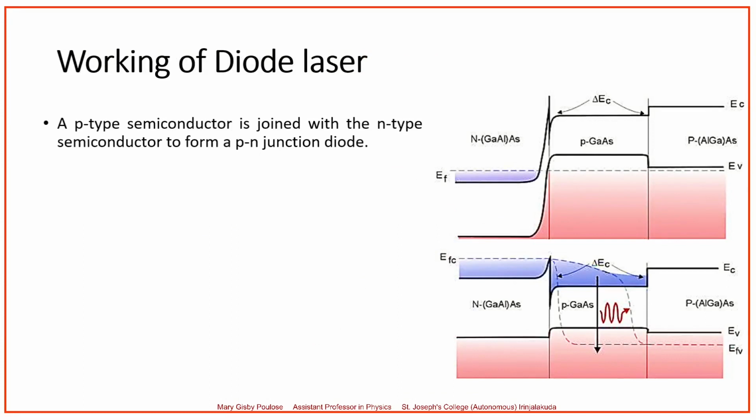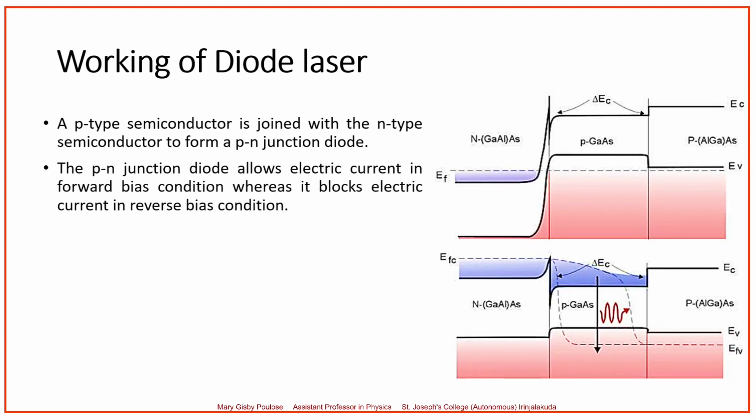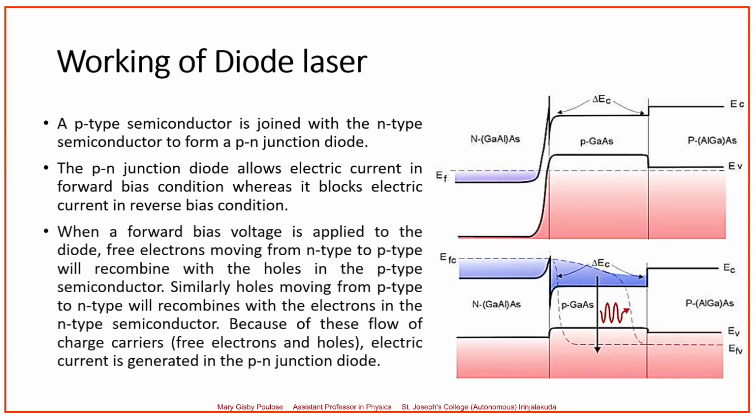Now, let us look into the working of this diode laser. So, in this, a P-type semiconductor is joined with an N-type semiconductor to form a PN junction. Now, this junction allows the electric current in forward bias condition, whereas it blocks the electric current in reverse bias condition. Now, when a forward bias is given to this PN junction or diode, the free electrons from the N-type material will move towards the P-type material, where we have excess of holes. The electrons recombine with the holes. Similarly, the holes from the P-type material will move towards the N-type material, and there they will recombine with the electrons. Now, because of this flow of charges, we can get electric current from this junction.